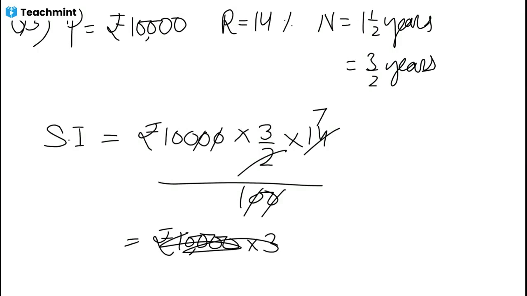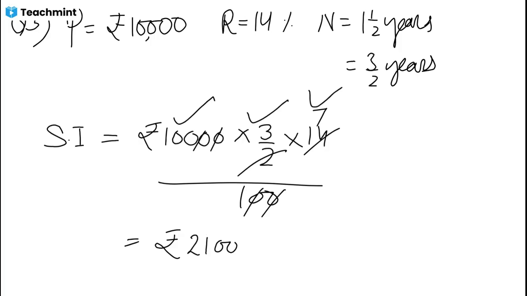Are you getting this calculation? Yes. Okay. So now you have 2100, which is 100 into 3 into 7. So this is SI only, but you need to find amount.